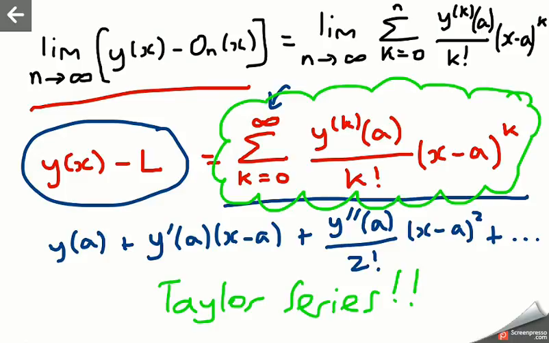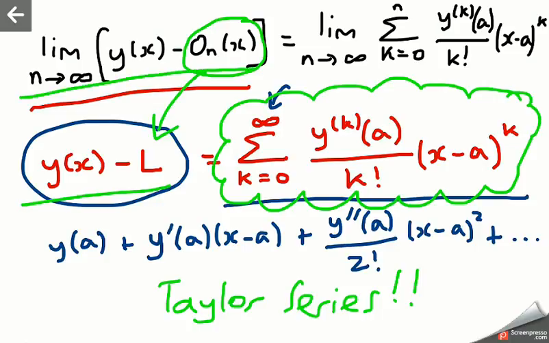And notice that we only get a Taylor series if these ONs get closer and closer to some number L, as n gets bigger and bigger. If they don't get closer and closer to some number L, then this side up here will not converge because it's not getting closer and closer to anything, and therefore this side here also won't get closer and closer to anything. So we need these ONs to get closer and closer to some number.